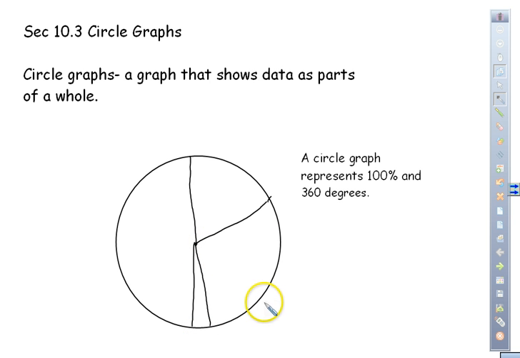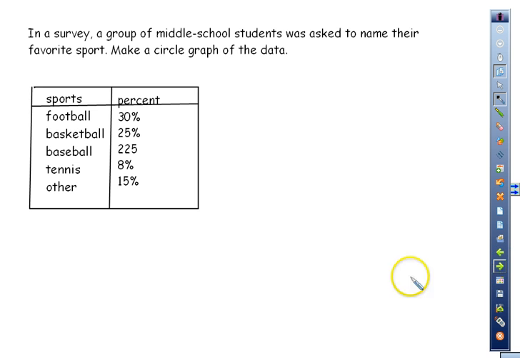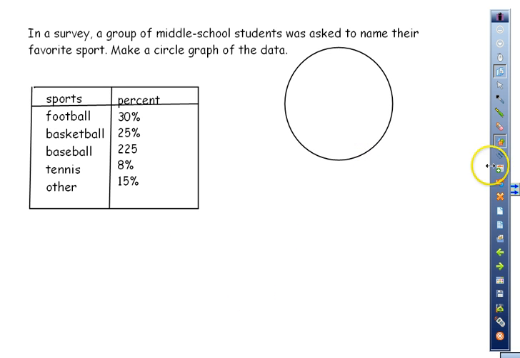And that's what a circle graph is going to look like, and we'll put our percentages in for each one of these. So let's look at creating this. First of all, it says, in a survey, a group of middle school students was asked to name their favorite sport. Make a circle graph of that particular data. So the first thing that you have to do is create a circle. So we're going to go ahead and do that. Here's my circle. And now it's a matter of trying to graph that.